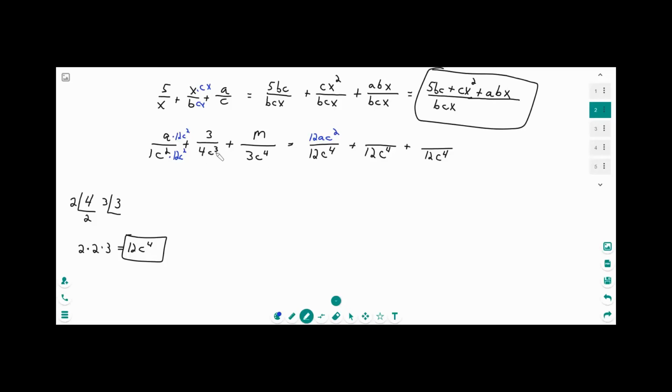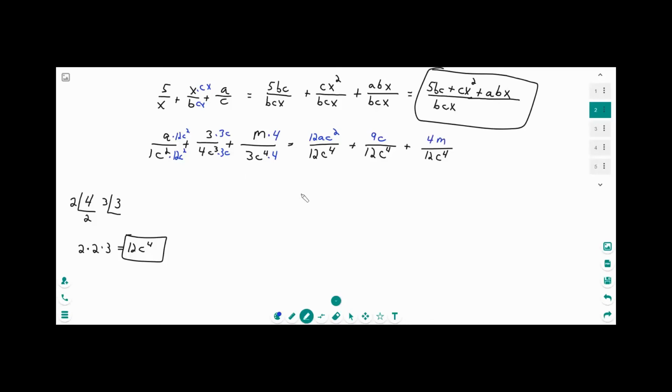Now the next one, 4c to the third, what did I multiply that by to get 12c to the fourth? Well, I multiplied the 4 by a 3 to get to the 12. And then the c to the third, I multiplied that by another c to get to c to the fourth. So I multiplied it by 3c. So that's what I need to multiply the numerator by. So 3 times 3c is going to give us a 9c. And the last one, 12c to the fourth. So I multiplied this one by a 4 to get to the 12. The c to the fourth, I just needed to multiply by a 1 to get to c to the fourth. So in this case, we're really only multiplying the numerator by a 4. So we end up with 4m.